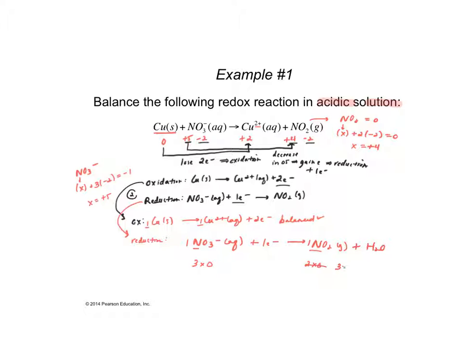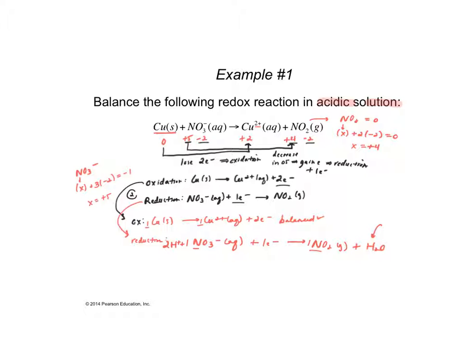So now that gives me 3 oxygens. But the problem with that is I've introduced a hydrogen here. So now to balance hydrogen, I'm going to add H+. So I need 2 H+ over here to balance the hydrogen. So now everything should be good. I've got 1 nitrogen. Let me get my eraser and erase this.